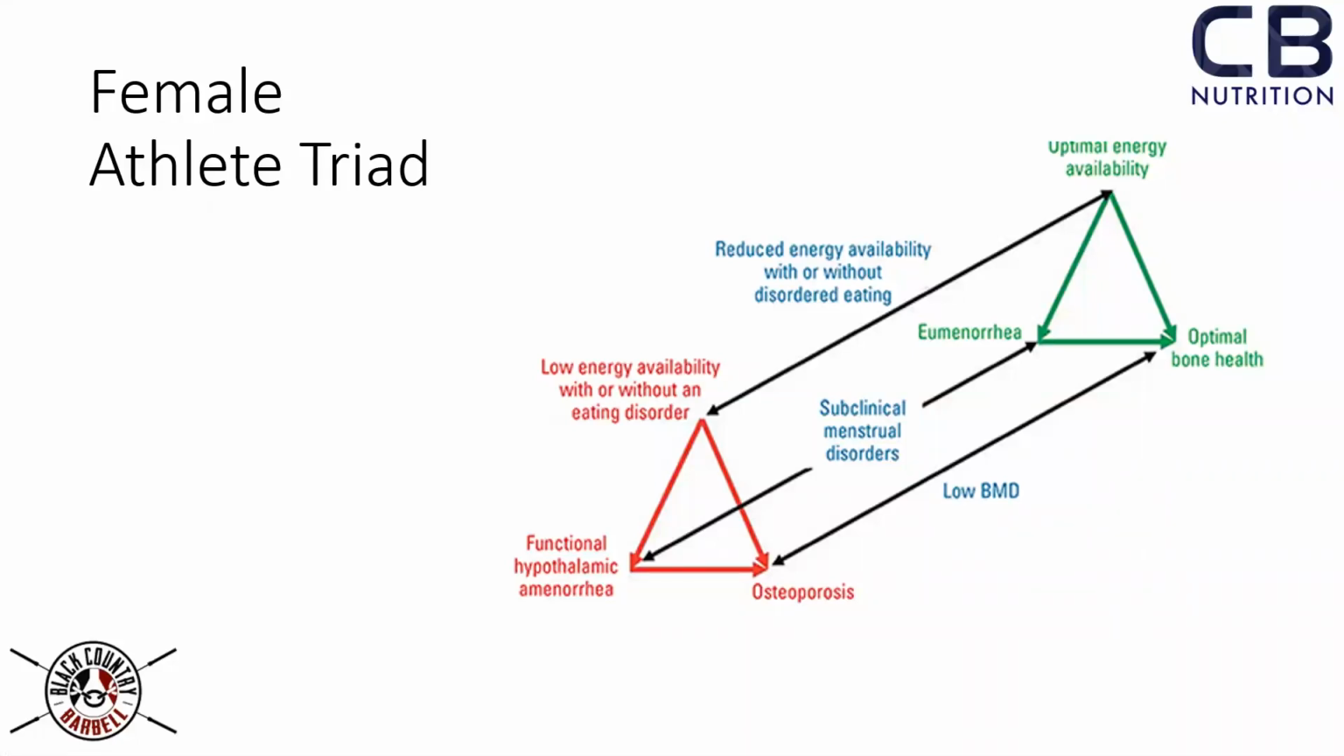So this is the female athlete triad. You can see in the bottom left that low energy availability can sometimes be with or without an eating disorder. So if your energy intake doesn't match what you're doing, then you will have low energy availability. That can come with functional hypothalamic amenorrhea, which is the loss of the menstrual cycle in females. This, for me as a nutritionist, is a massive red flag that someone is hugely under eating compared to what their energy expenditure is.